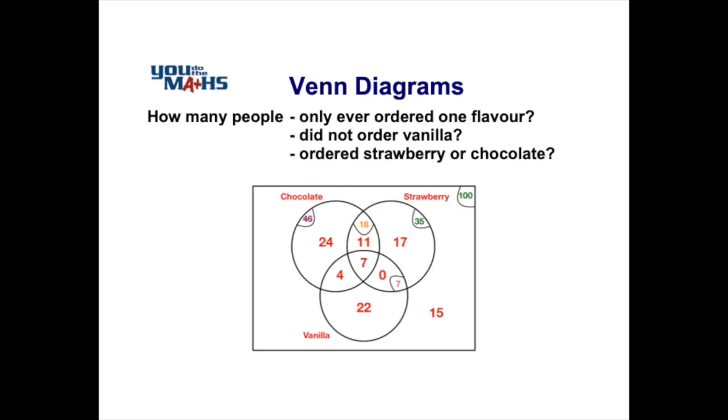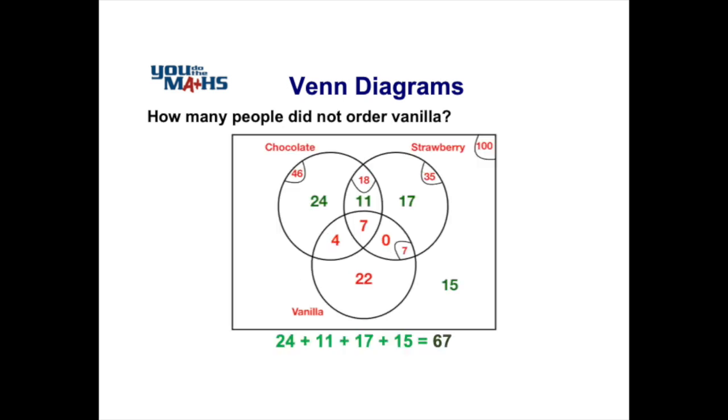The next question is asking us how many people did not order vanilla. So it's a very simple case of looking at the vanilla circle, but only adding up the numbers outside of that vanilla circle. Now take care when you do your adding up, because remember the numbers in the part circle that you can see in different colours, such as the 46 and the 35 for chocolate and strawberry, they only help us get the numbers that are the key values within the circles. So in this case, those people that did not order strawberry comes from 24 plus 11 plus 17 plus 15. And that comes to a total of 67.